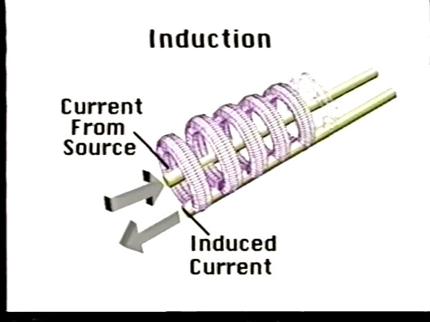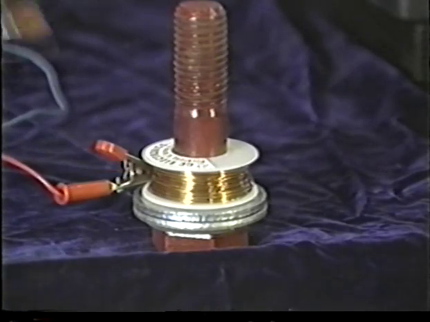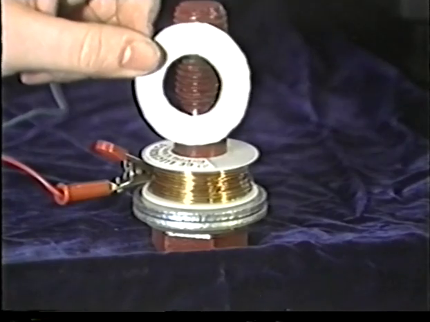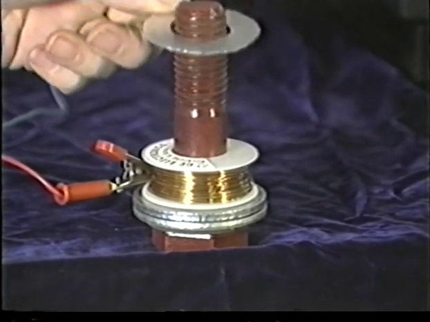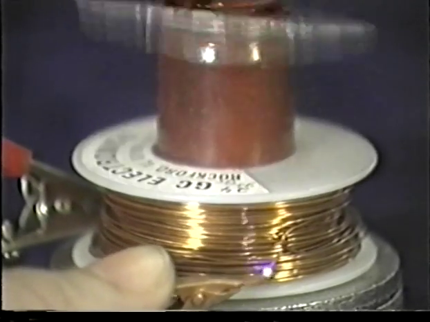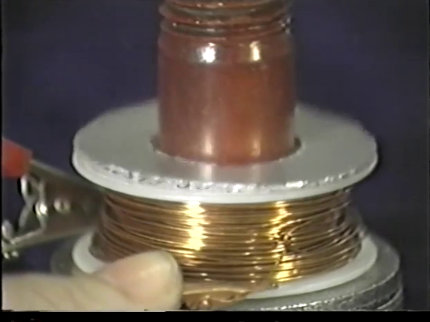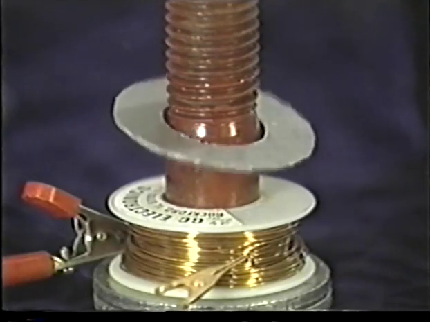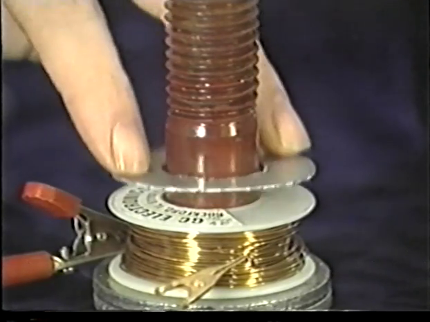Here is an interesting experiment. Take a coil, connect it to a source of alternating current, and watch what happens to this aluminum ring. The magnetic field actually makes the aluminum ring levitate above the magnetic field. The atoms in the aluminum are repelled by the magnetic field.